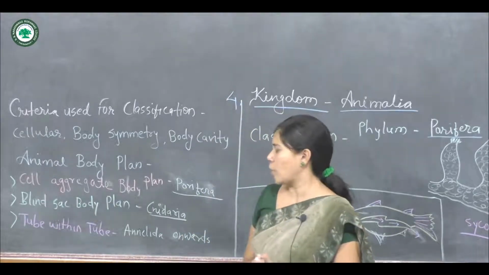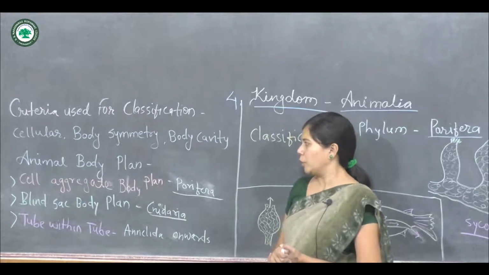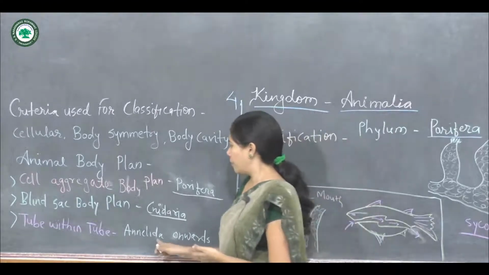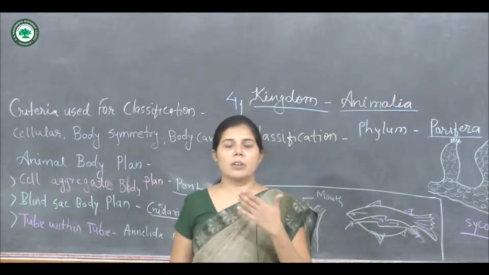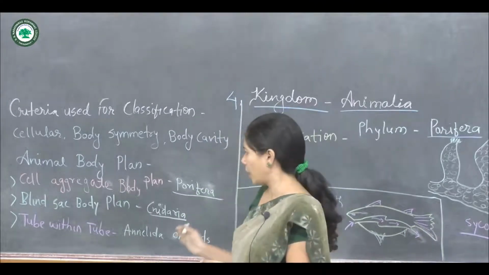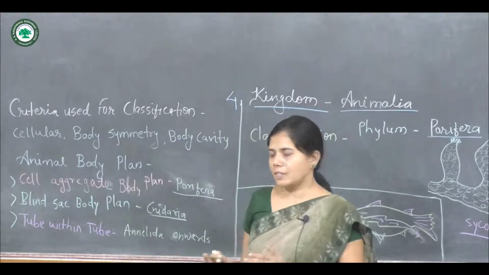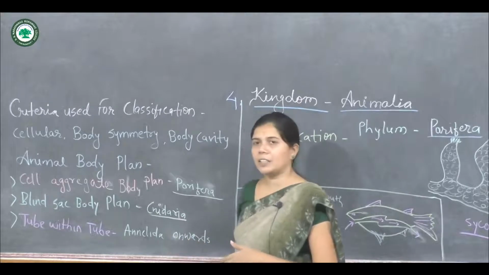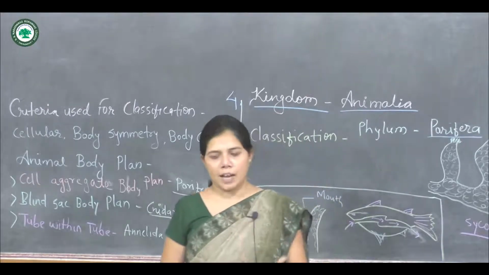The examples, or the phyla or animals, are included in the tube within tube body plan. From phylum Annelida to the higher animals, onwards all the phyla. These are included in the tube within tube body plan, meaning this body plan is present in Annelida and the higher phyla or higher animals.